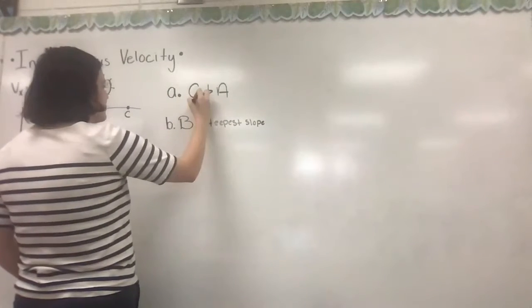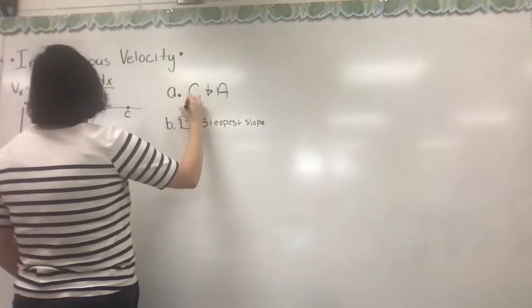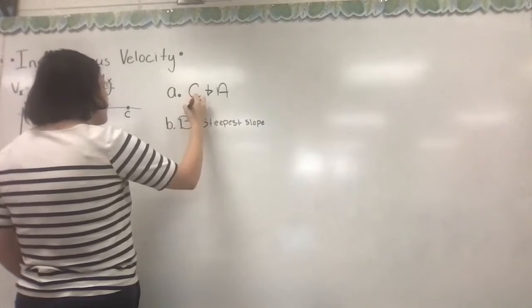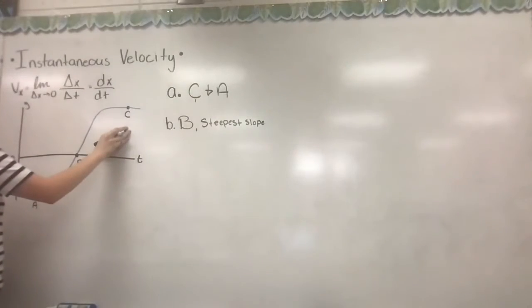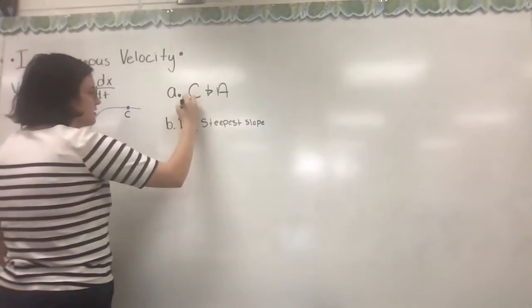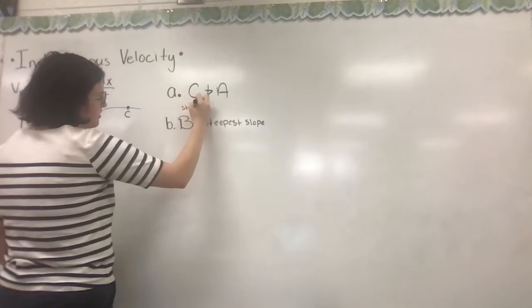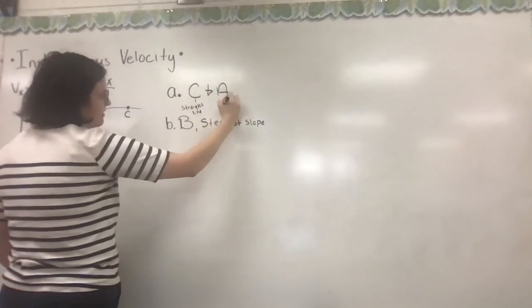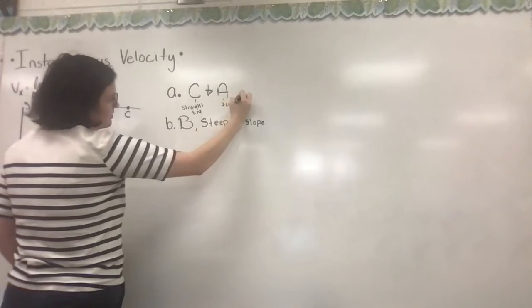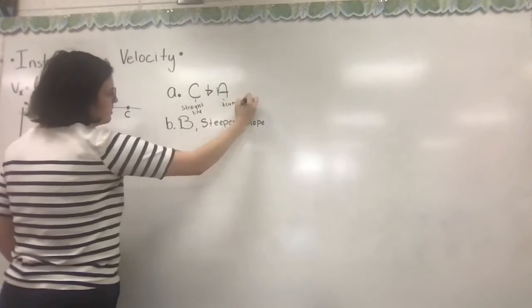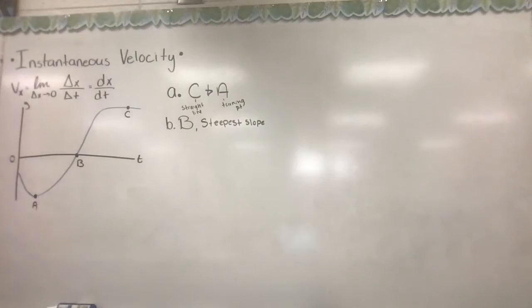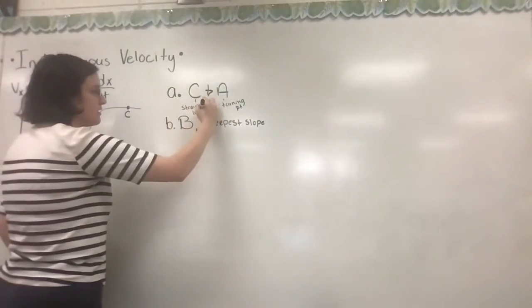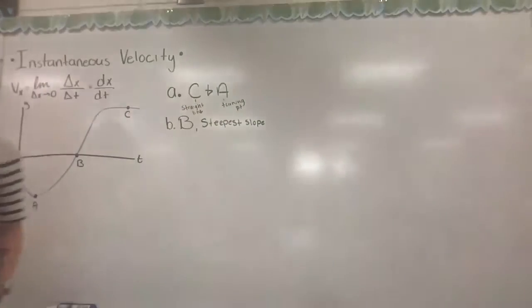And then C, what did you guys say was your reasoning behind knowing C was 0? And what was the reasoning behind A? Turning point. Okay.